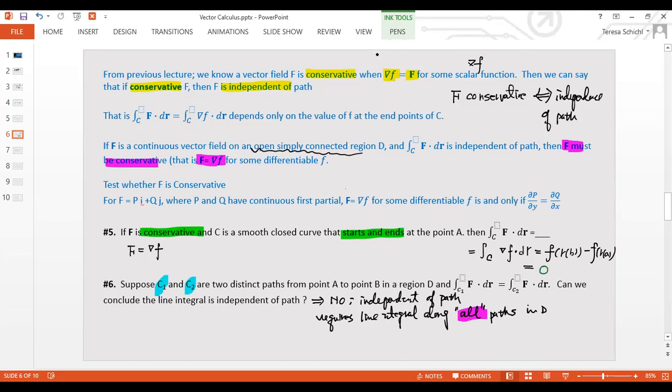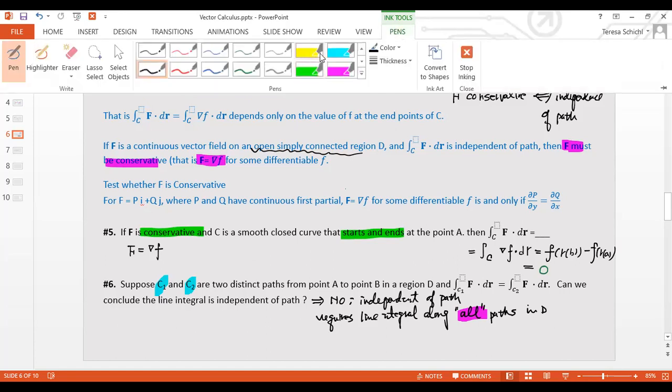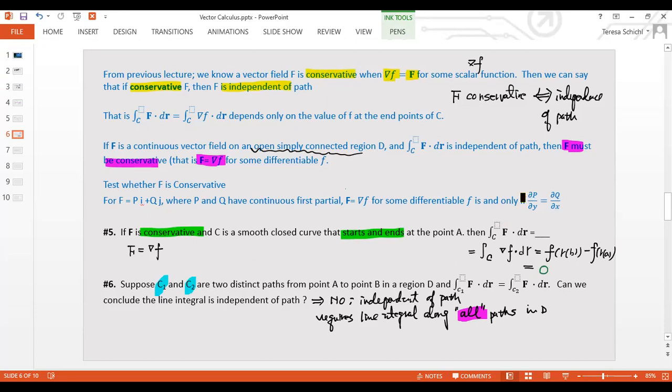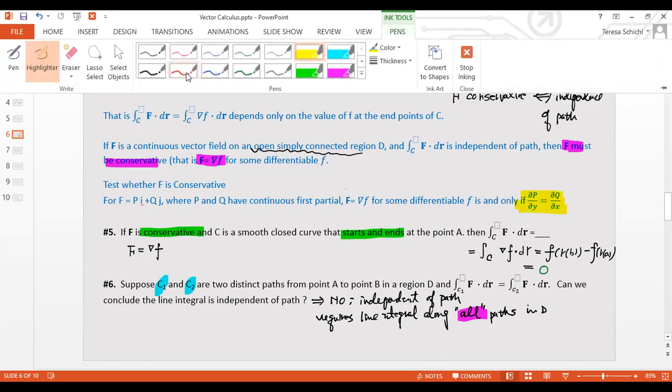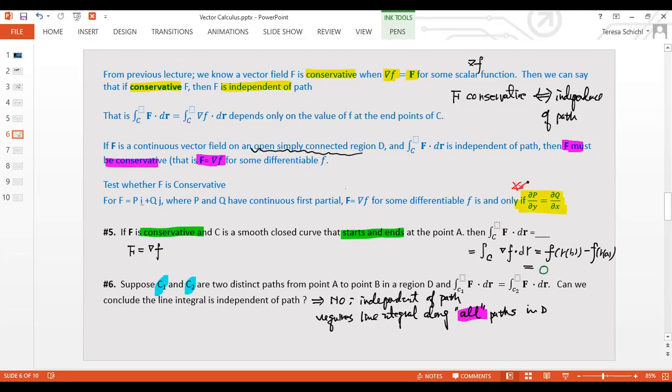So the last thing here is we want to see how to test whether F is conservative or not. This is the proof, and I'm not going to prove it here. If you are interested, you can go see the proof. So if you can show that ∂P/∂y is equal to ∂Q/∂x, this is a very important test to see if your vector field is a conservative vector field or not, okay?